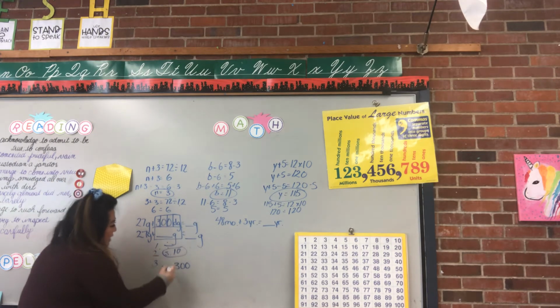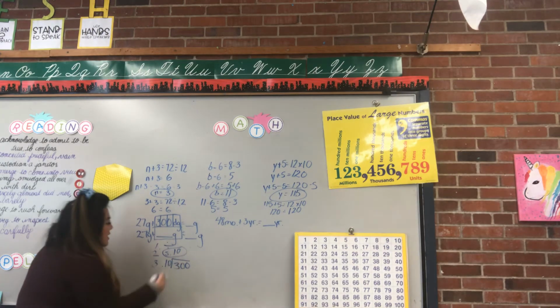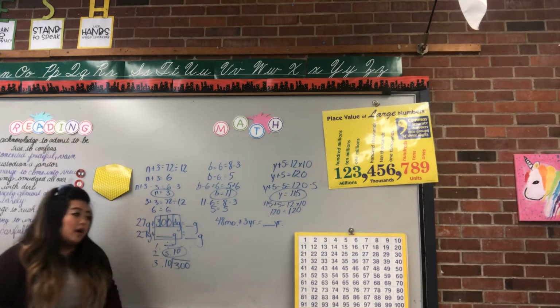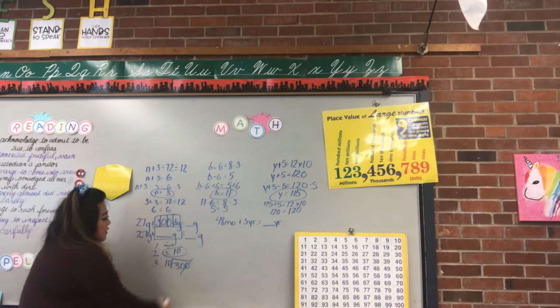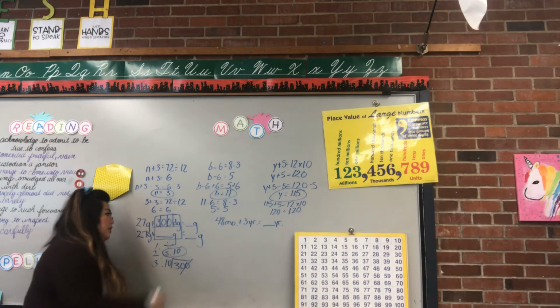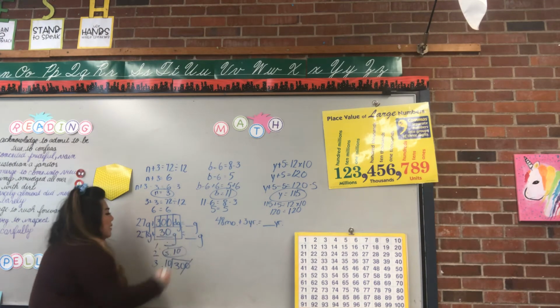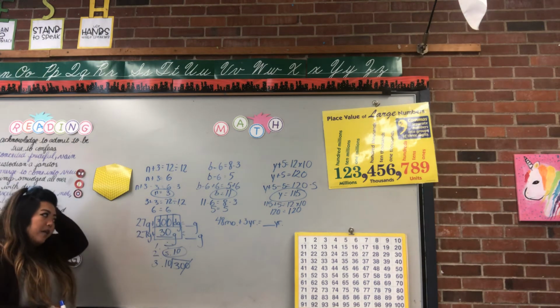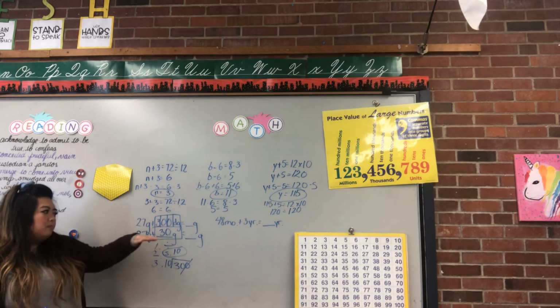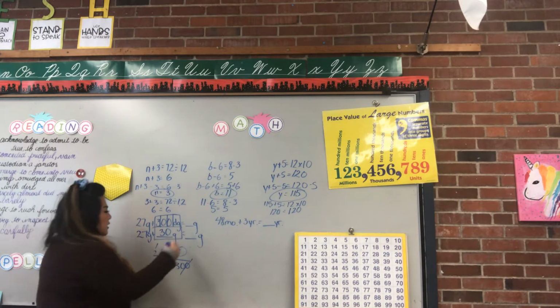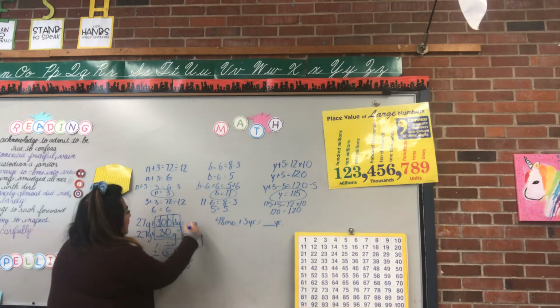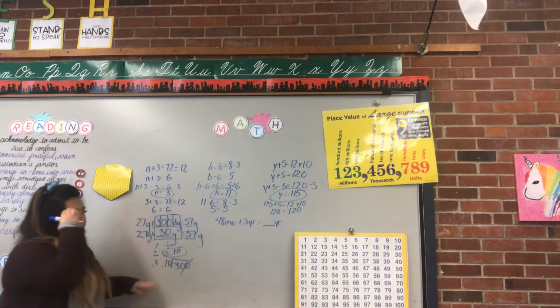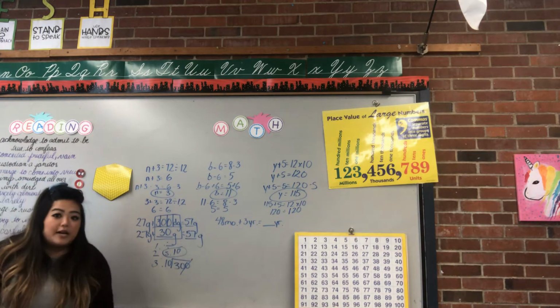300 divided by 10. Now, we know an easy way to do this, right? All you have to do is take off 1 zero and you have your answer. The answer is 30. Whenever you divide by 10, all you have to do is take off 1 zero at the end. Now, let's finish the problem. 27 grams plus 30 grams equals 57 grams for both.